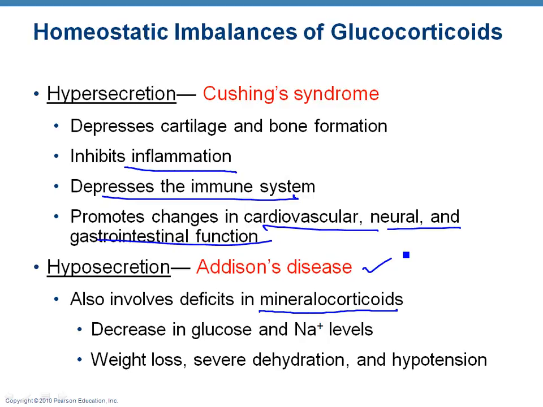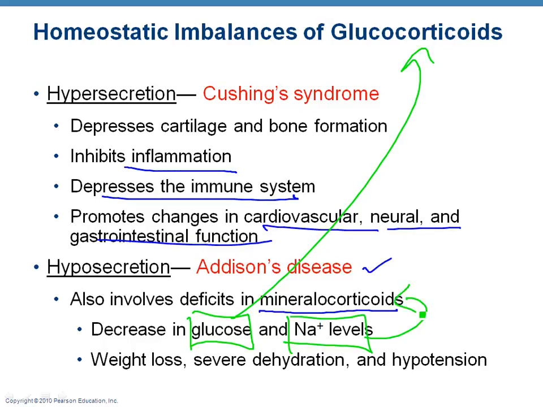And it will also reduce the sodium levels. So the glucose part has to do with glucocorticoids. Reducing the sodium levels has to do with mineralocorticoids, because remember, mineralocorticoids, we're talking about aldosterone, and it retains sodium. So if you don't have enough mineralocorticoids or aldosterone, you're not going to have enough sodium. If you don't have enough glucocorticoids, you're not going to make enough glucose. So hyposecretion, Addison's disease, for both mineralocorticoids and glucocorticoids.